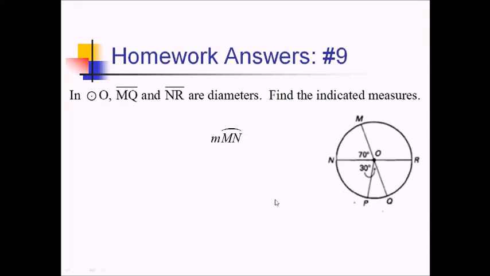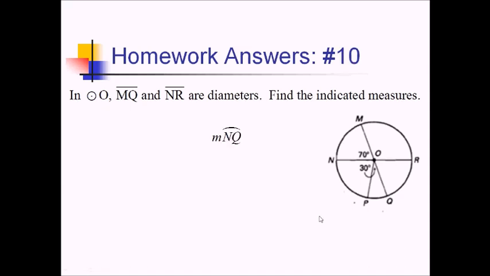For numbers 9 through 18, we're given this circle in which MQ and NR are both diameters, and we want to find the following things. So for number 9, we're doing arc MN. That's this arc right here. That has a central angle of 70 degrees, so the arc is also 70 degrees.